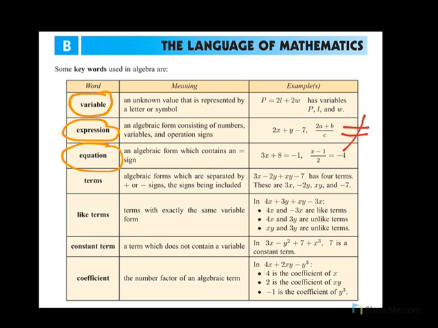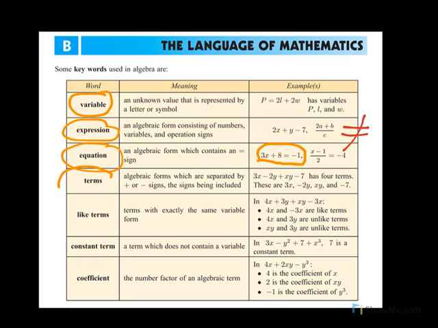The next term is equation, which I just went over, and I'm not going to go over it again. An equation has an equal sign. 3x plus 8 equals -1. (x minus 1) divided by 2 equals -4. Those are equations, and you can solve for x in an equation.